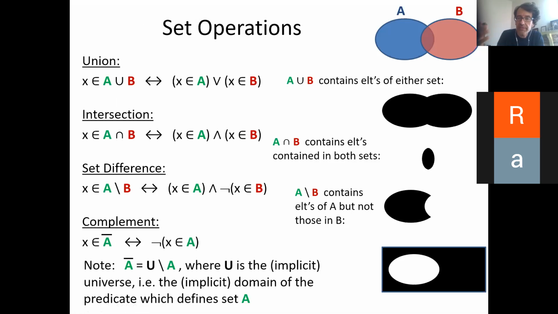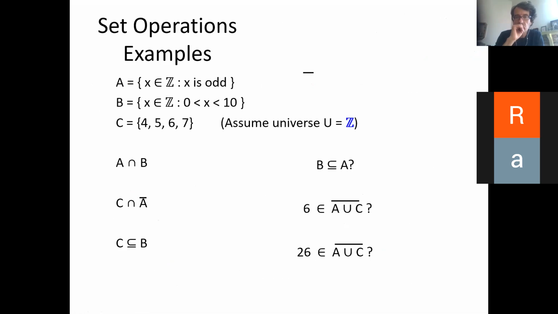But there would be implicit domains that are kind of immediate, like you would know that this is all about integers, or you will see that this is all about reals, or you will see this is about students at the university, etc. Let's look at some examples of operations on sets.